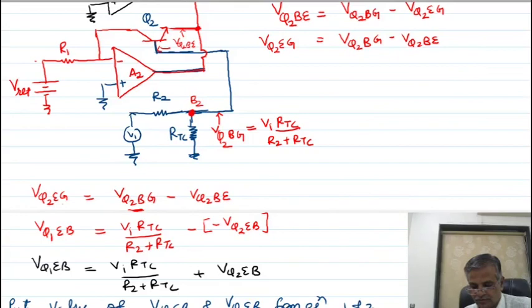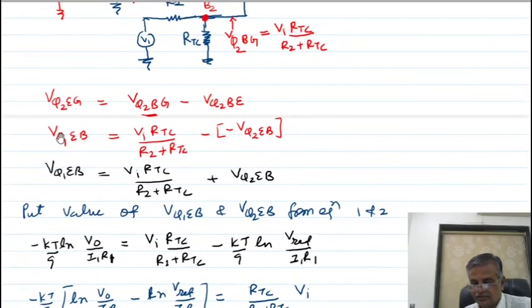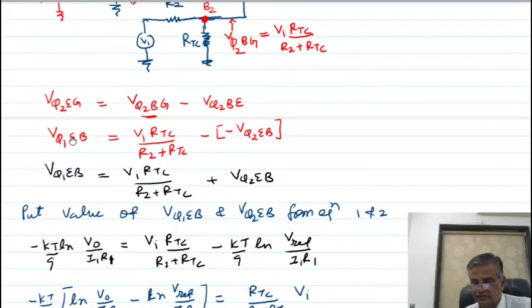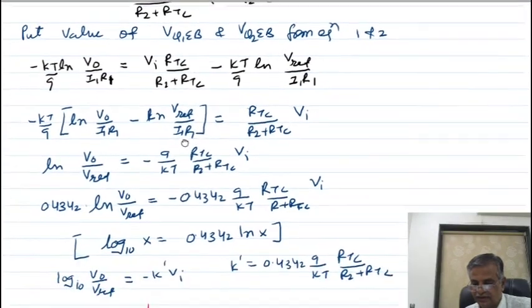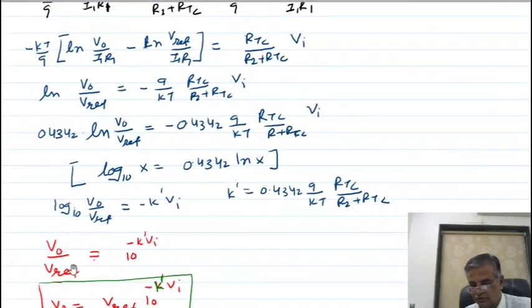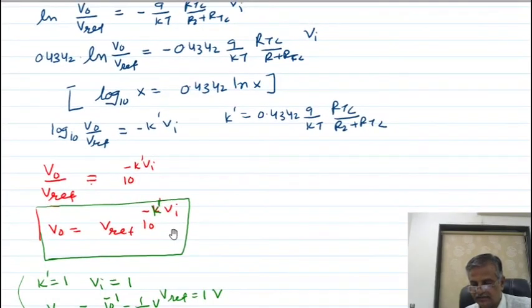So now look here, just putting the value of this and this, and simplifying to get the equation of output voltage, we are getting it like this. So this equation is the output equation for the anti-log amplifier.